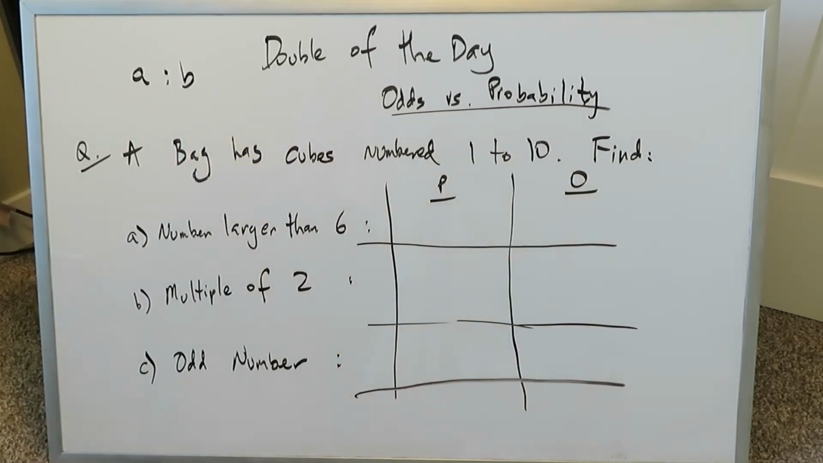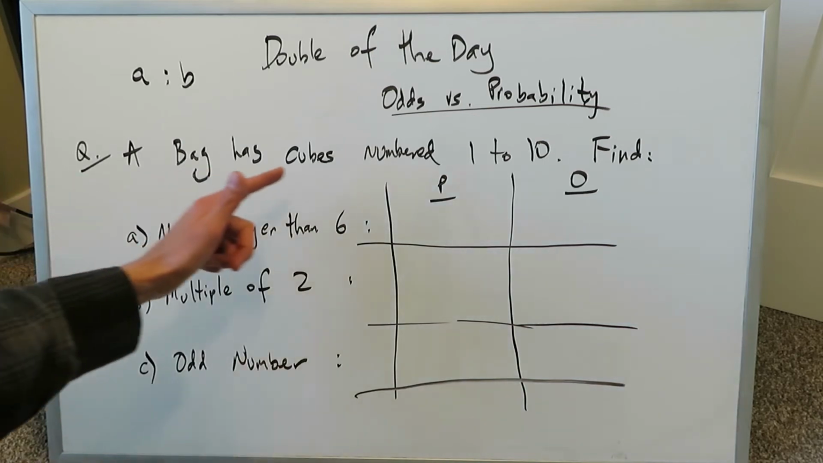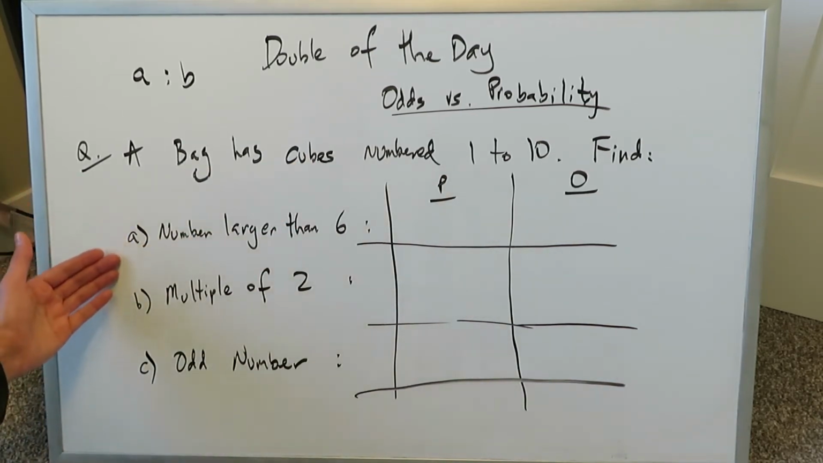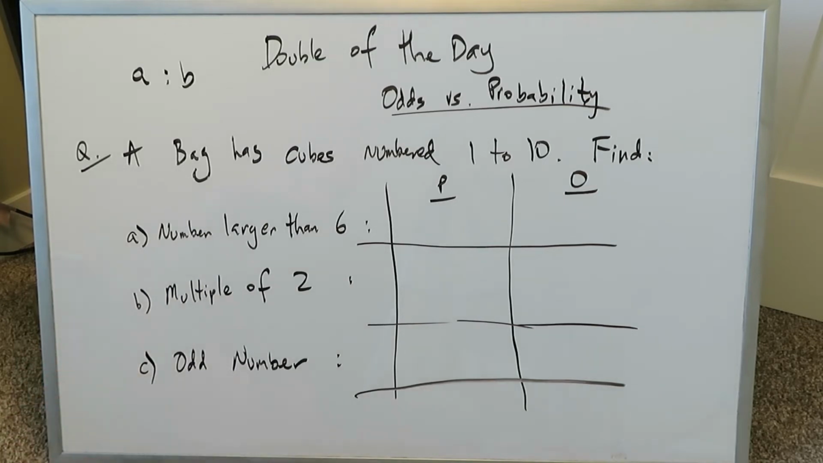And probability is always expressed as a fraction. You would have in the numerator the number of successes, and in the denominator your total number of outcomes. So with that in mind, let's look at each of these questions. A bag has cubes numbered 1 to 10. You have to find the odds and the probability of each of these scenarios.